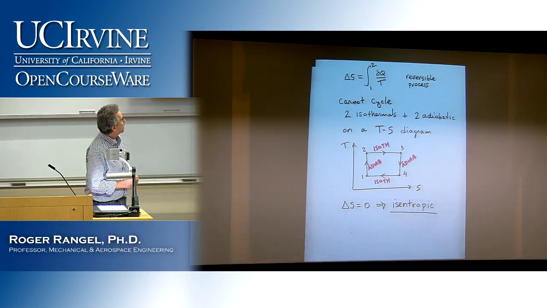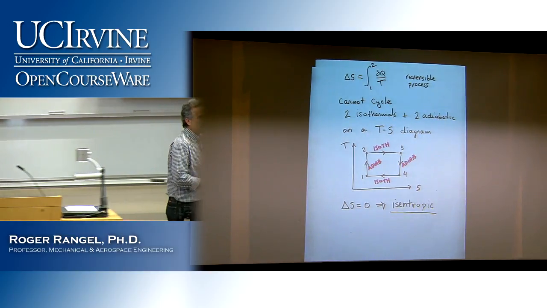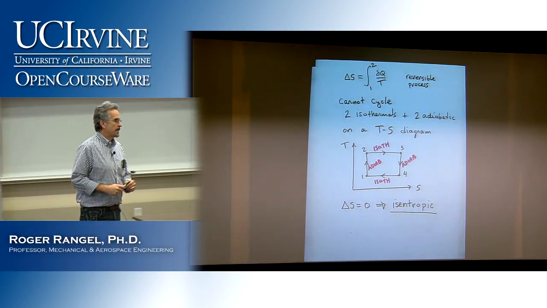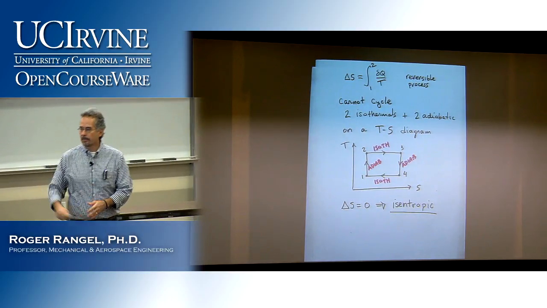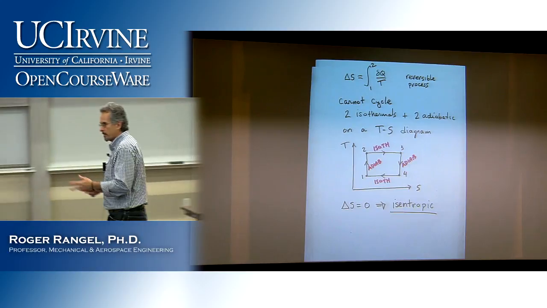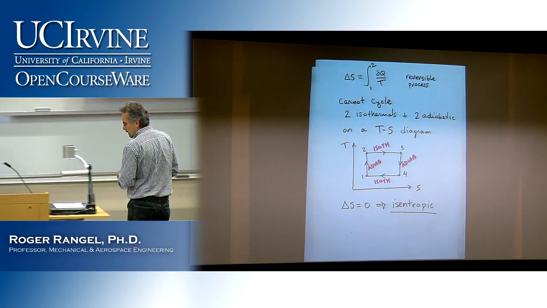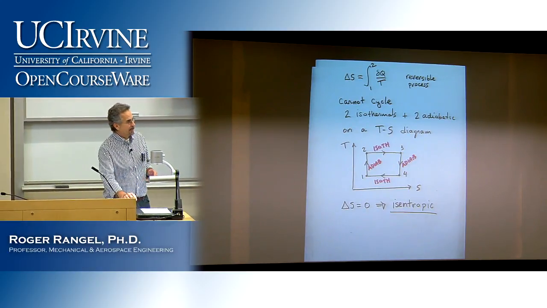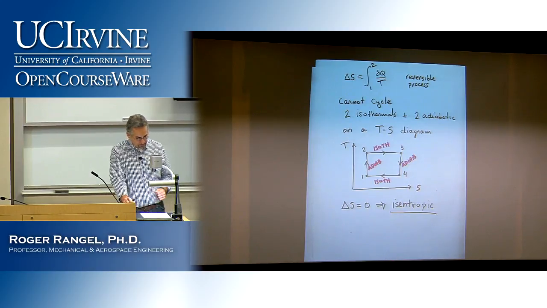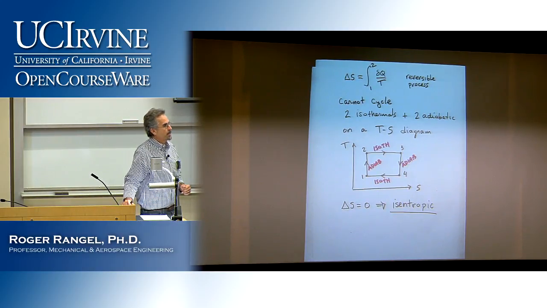An isentropic process. If the entropy doesn't change, that's an isentropic process. So there you have another iso something. You will see isothermal, isobaric, isochoric, isenthalpic if the enthalpy doesn't change. So isentropic, entropy doesn't change.